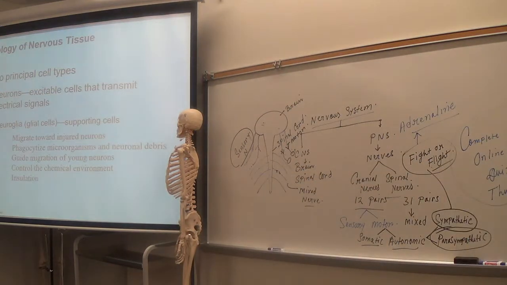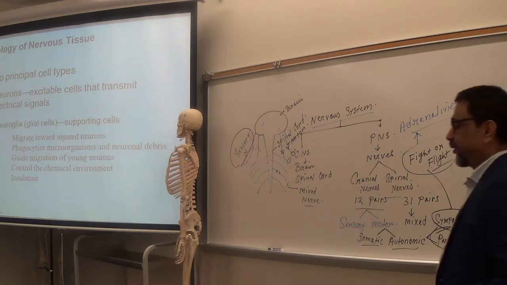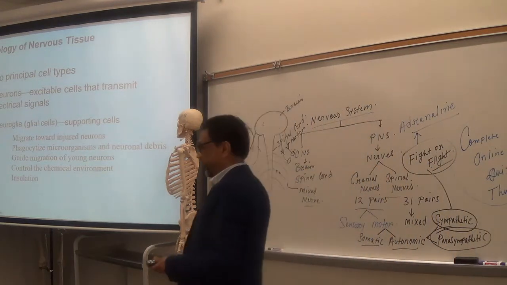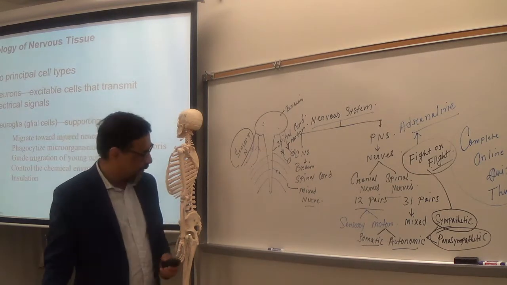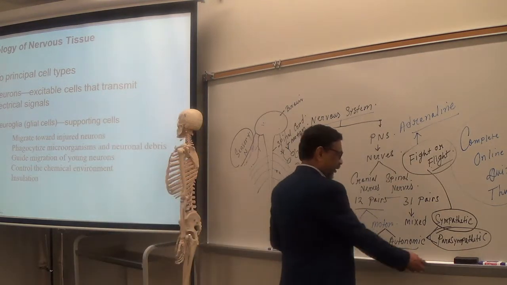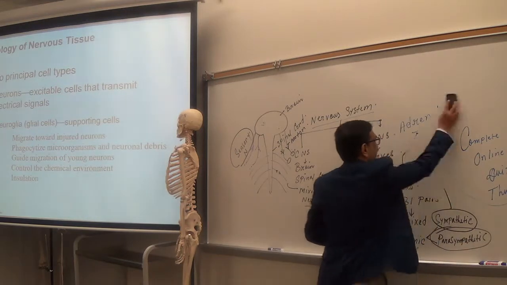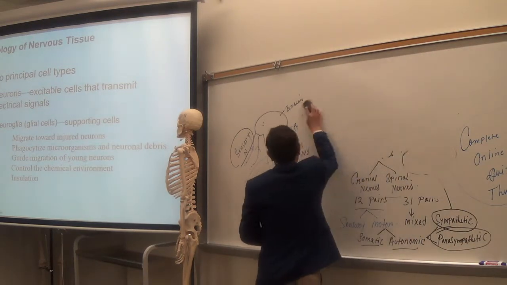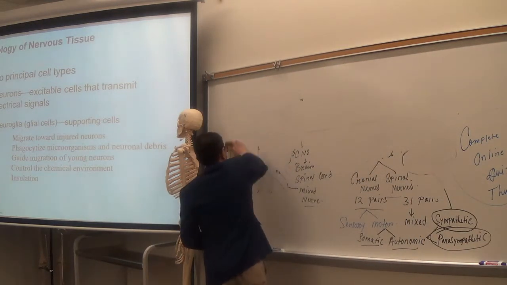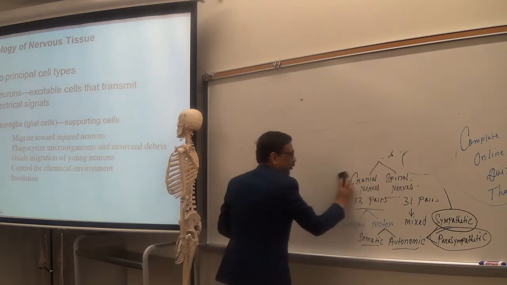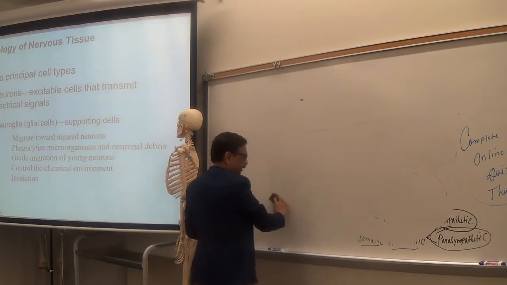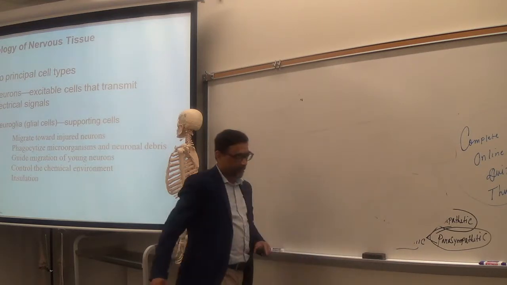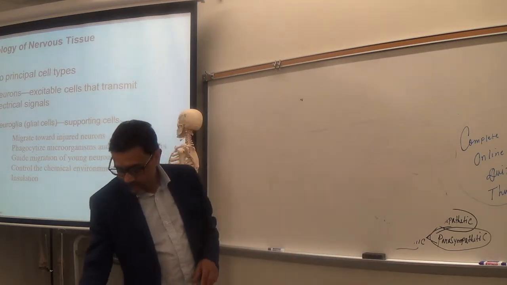Okay, now the cells of the neural tissue or nervous tissue. Two types of cells are present in the neural tissue. One is called the neurons and another neuroglial cells. Neurons are the main cells and glial cells are the supporting cells. Okay, so those are two types of cells.